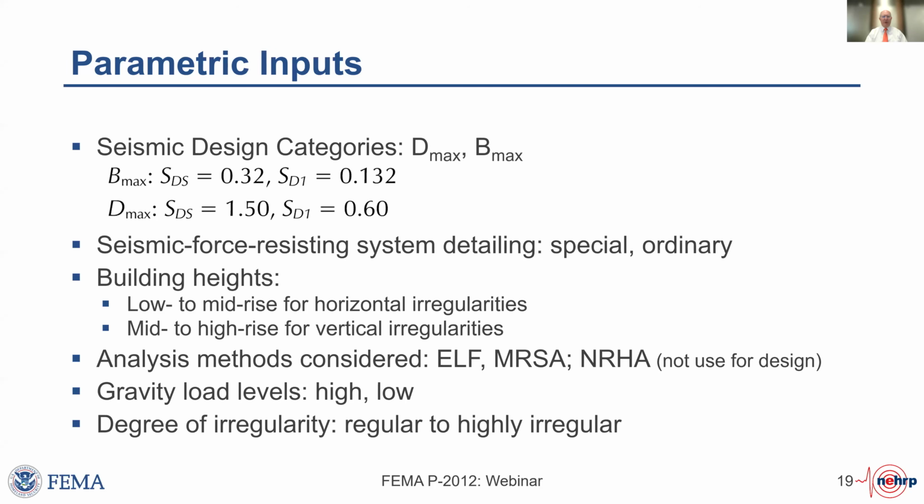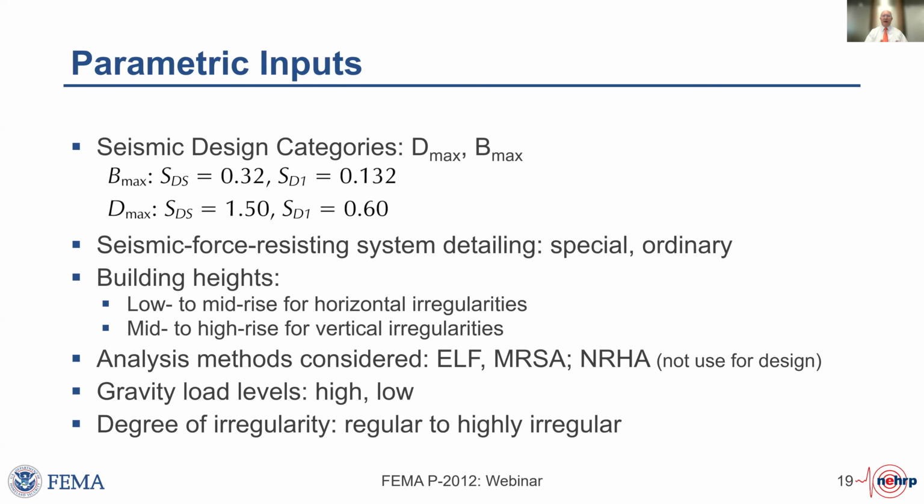are similar. So we looked at high seismic demands, seismic design category D, and we looked at lower seismic demands, so not zero. That would be a trivial exercise, but seismic design category B. We wanted to think about seismic force resisting systems that had either special or ordinary detailing so that we can understand the differences, the sensitivities of those systems to the configuration changes. We looked at low to mid-rise structures for the horizontal irregularities. We looked at mid to high-rise structures for the vertical irregularities.